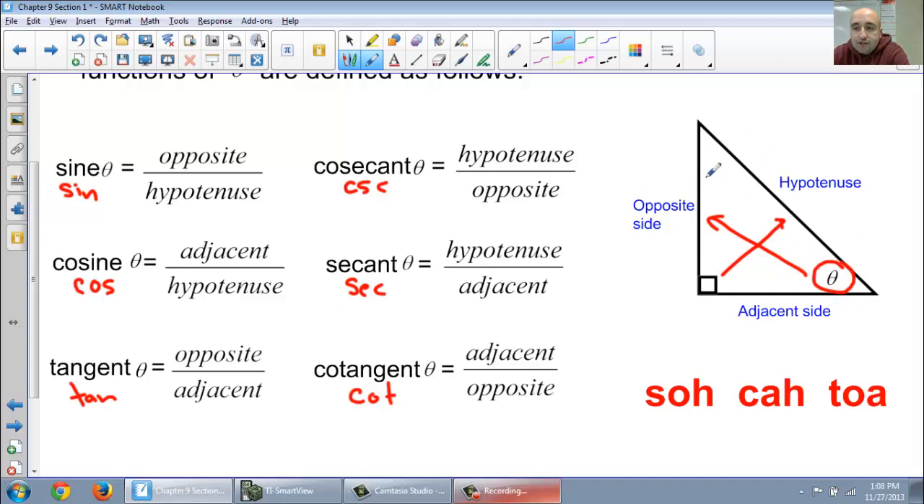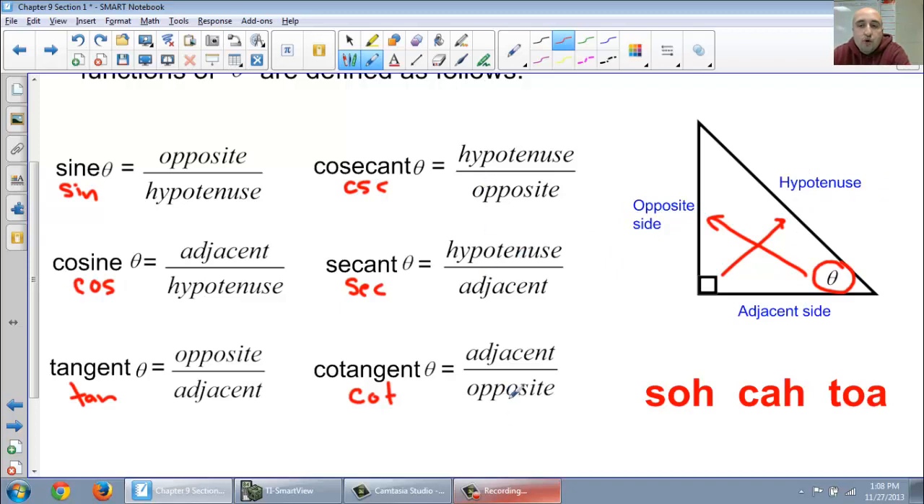So for this triangle on the right, these are your trig functions. Sine is always opposite over hypotenuse. Cosine is always the adjacent over the hypotenuse. Tangent is the opposite side over the adjacent side. Cosecant is the hypotenuse over opposite, and then so on.